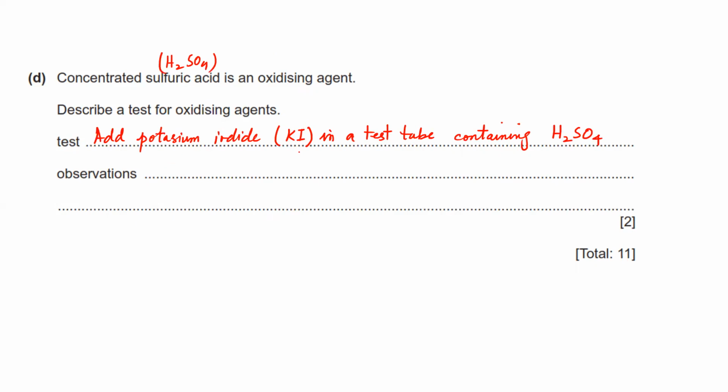Observation, remember, the potassium iodide solution is colorless, and with this reaction taking place, the reaction between KI and H2SO4, the iodine will be released, and that will actually make the solution go brown. So the colorless solution of KI when added to colorless sulfuric acid, or the colorless mixture.